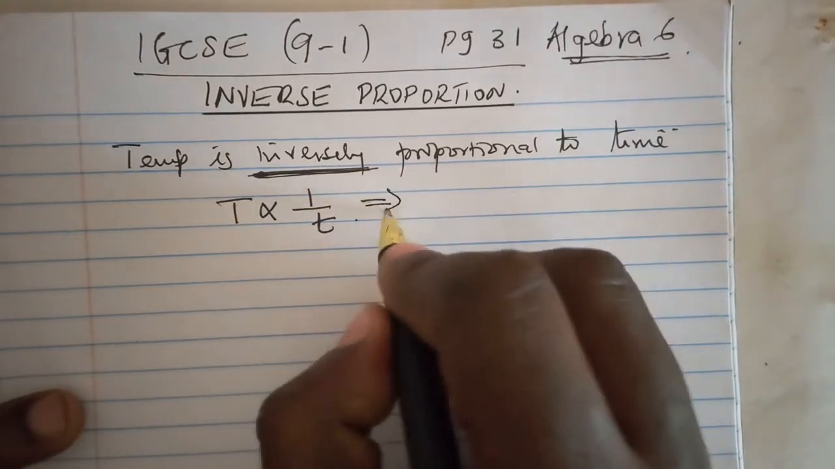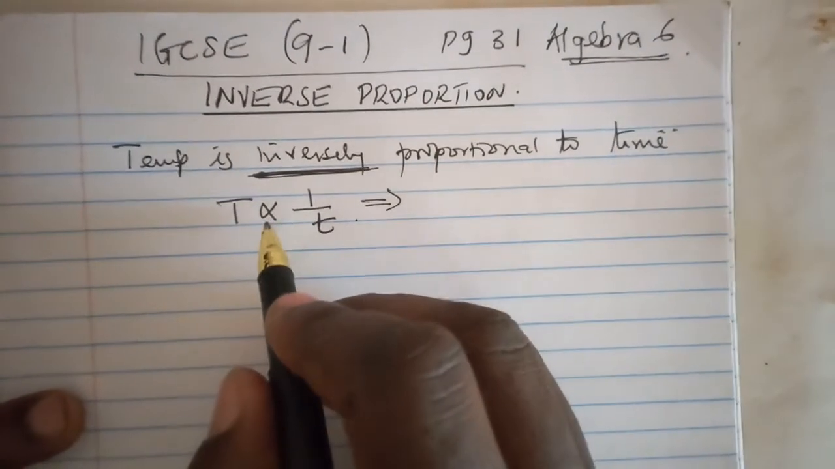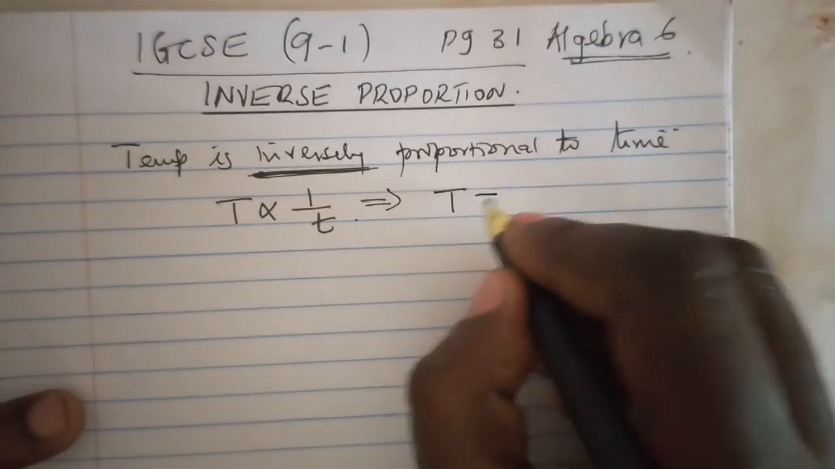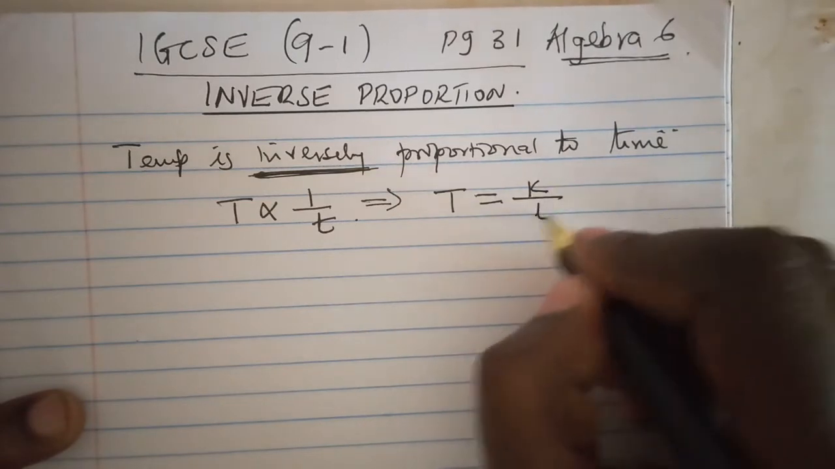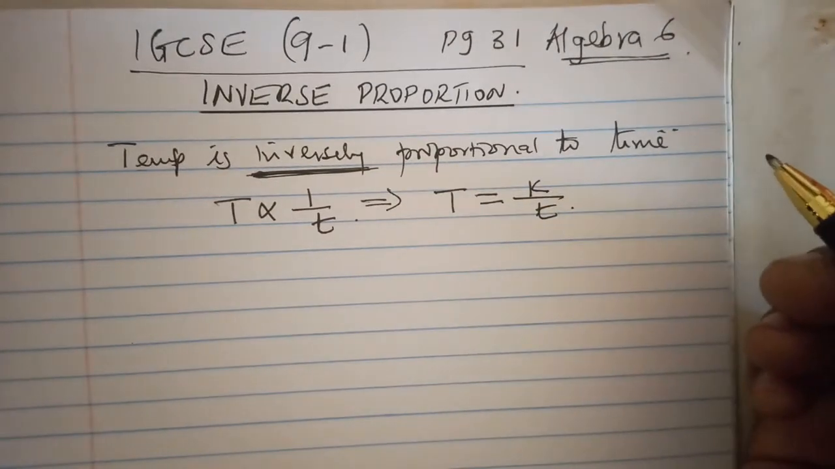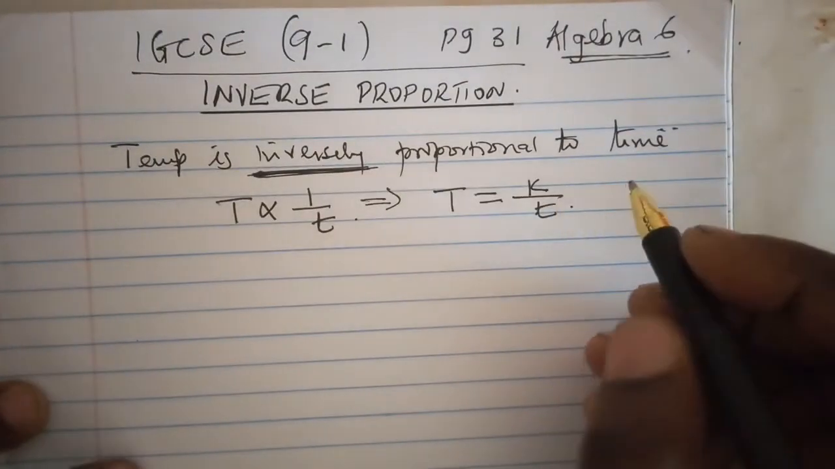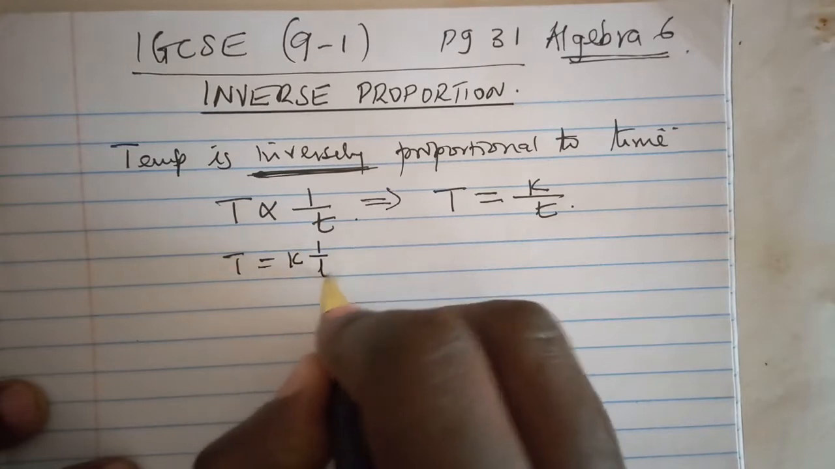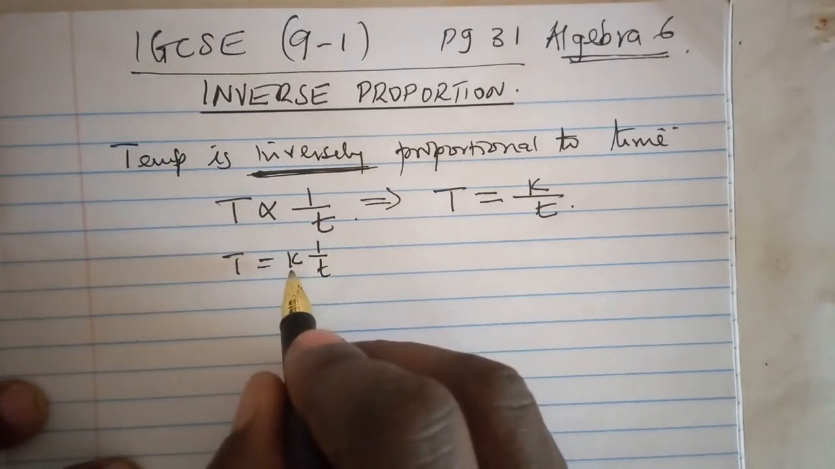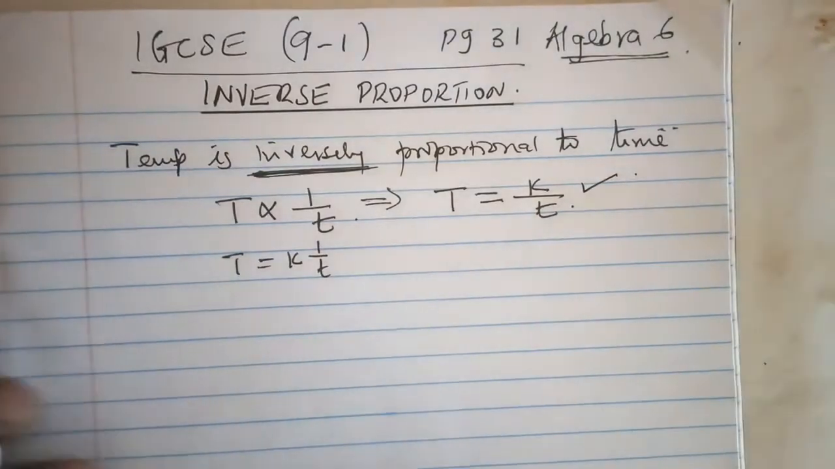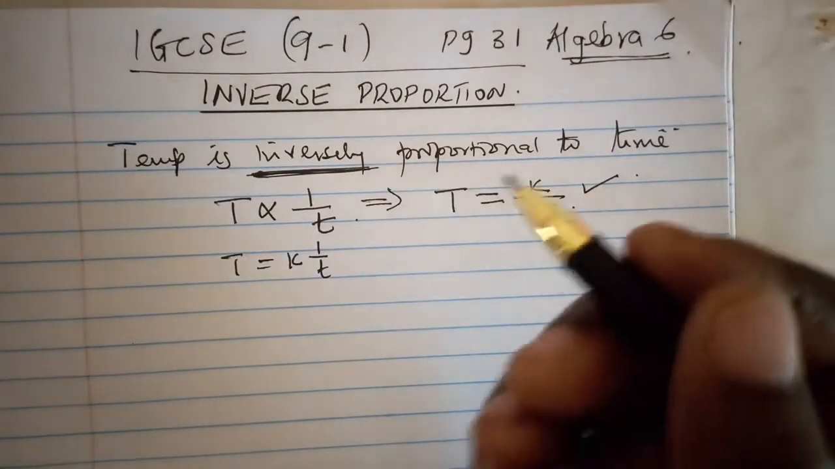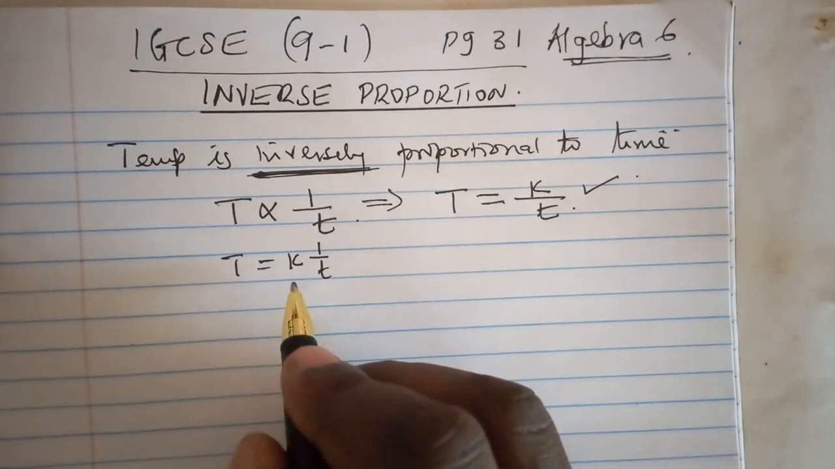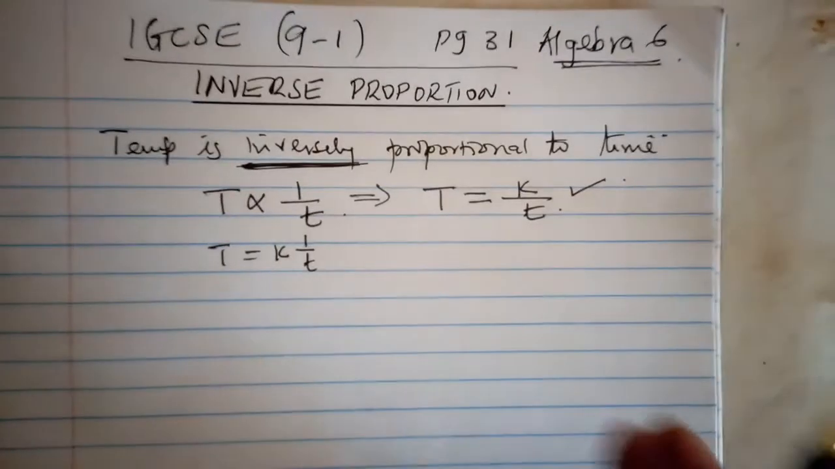And of course, what we have been doing previously, we substitute the symbol of proportionality with equals K, and we say temperature T is K over T. Remember, we should have said the temperature is equal to K times 1 over T, but K times 1 over T is K over T. It brings us there. Where K, of course, we know is the constant of proportionality.